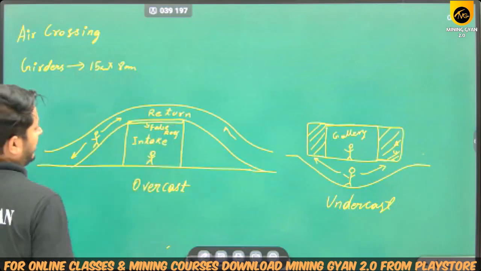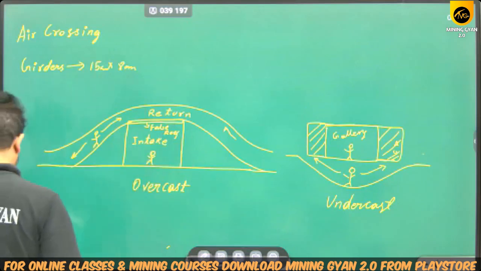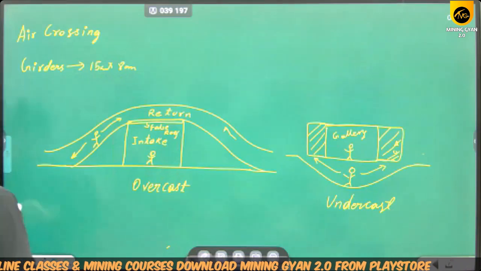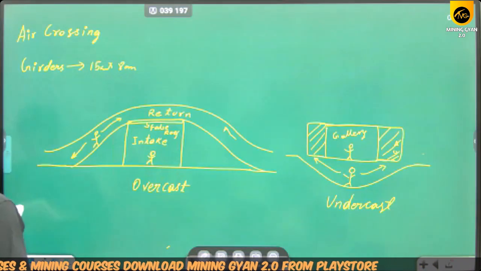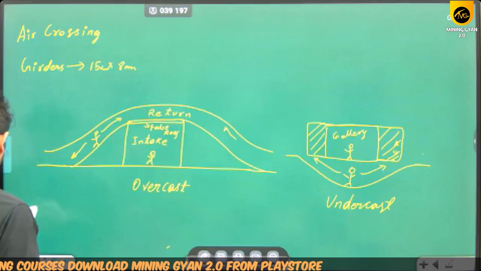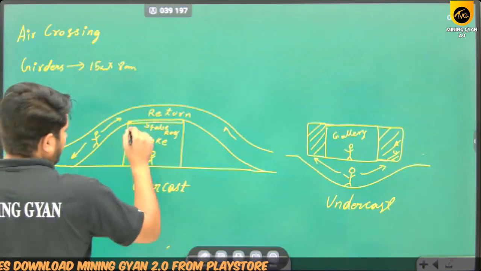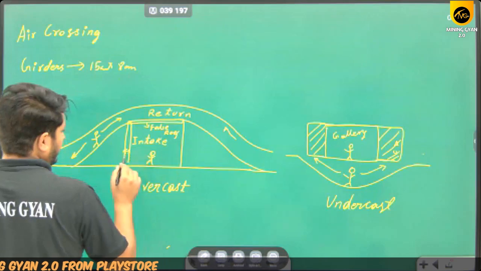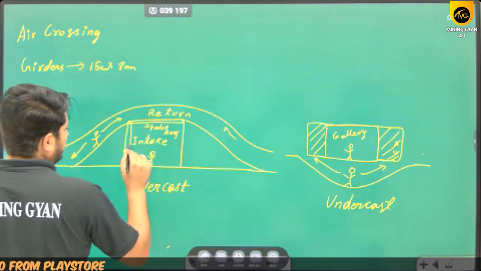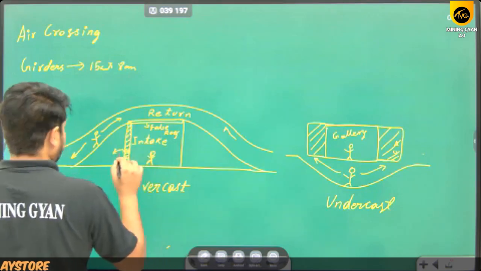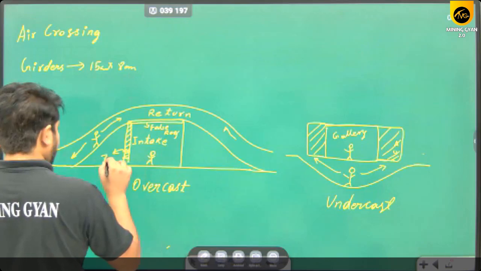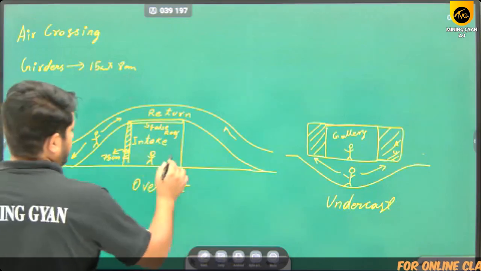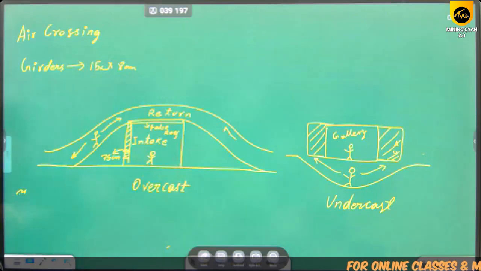Its length will be equal to the gallery. Its cross sectional area is 15 centimeter into 18 centimeter, and the thickness of the walls of the lower airway, the thickness of these walls is 75 centimeter.